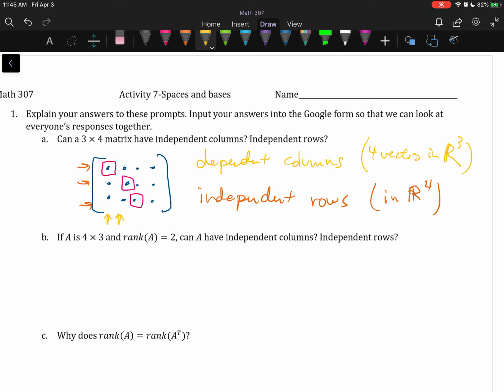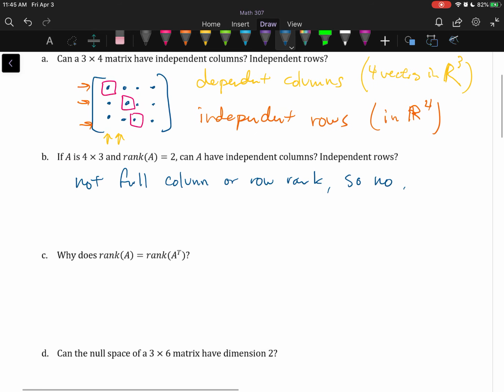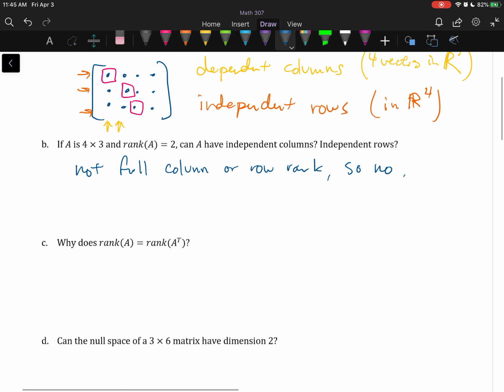1B, if we've got a 4 by 3 matrix and it's rank 2, can it have independent columns and independent rows? Well, it doesn't have full column rank or row rank. Not full column or row rank. So no. Yeah, that would only have 2 pivots.